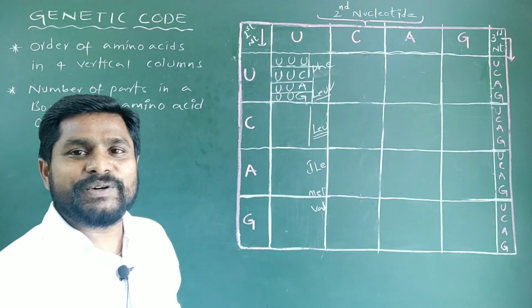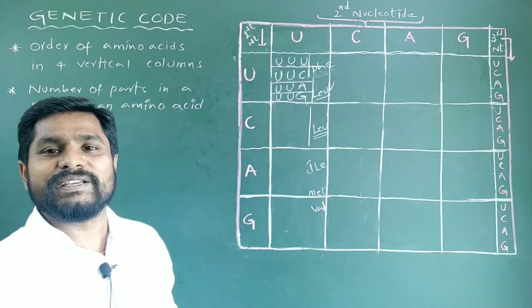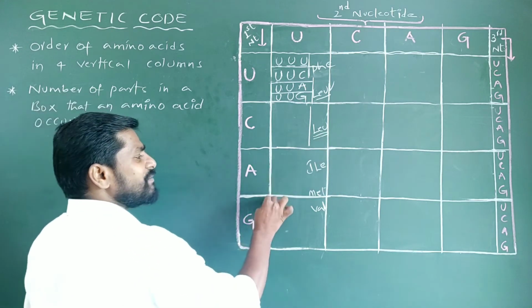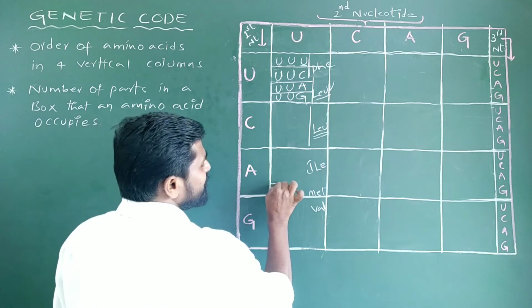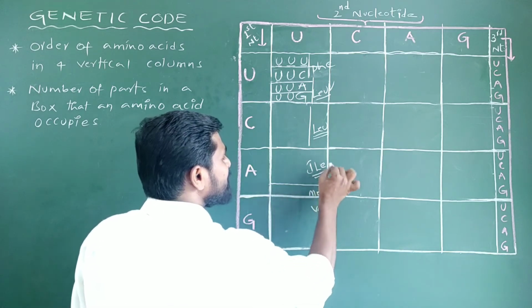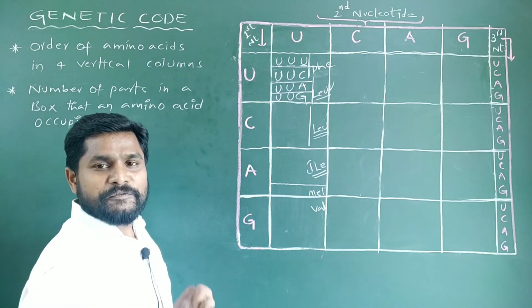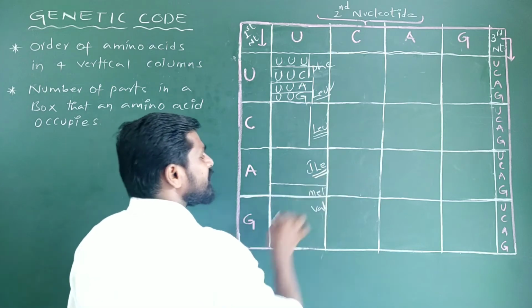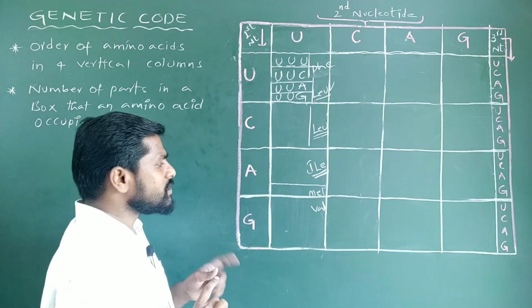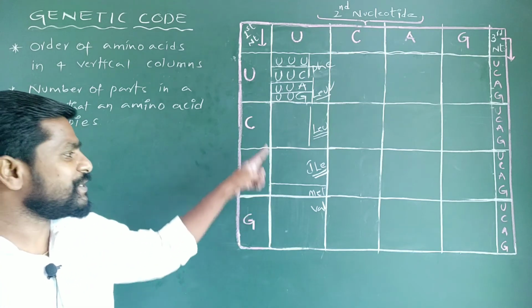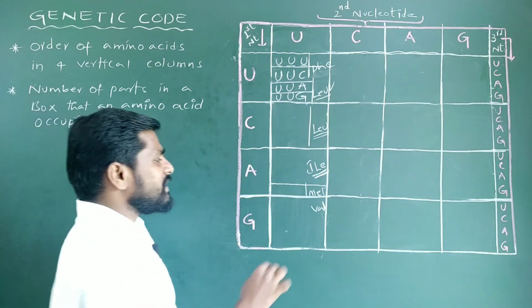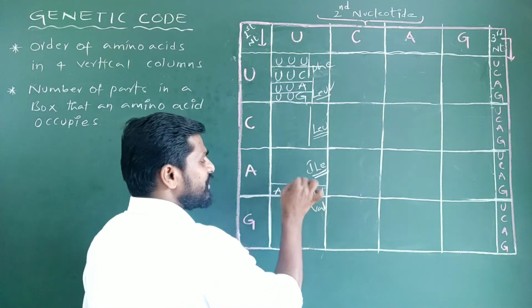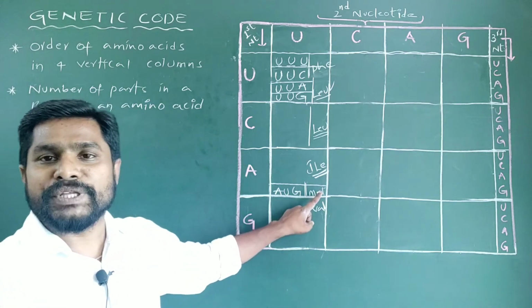You just need to remember that the second box of the first vertical column is occupied by the amino acid leucine, and the first three quarters of the third box of the first vertical column are occupied by the amino acid isoleucine, which means the first three triplet codons code for isoleucine. The last quarter of this third box is occupied by the amino acid methionine, which means the triplet codon AUG codes for methionine.